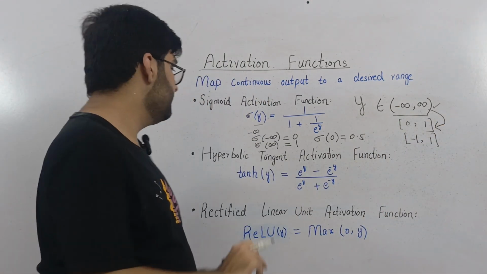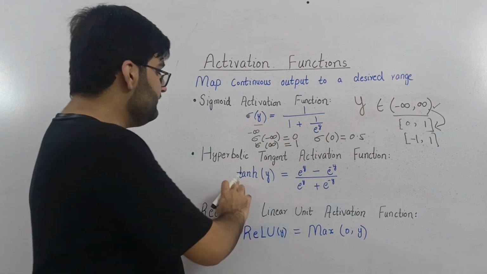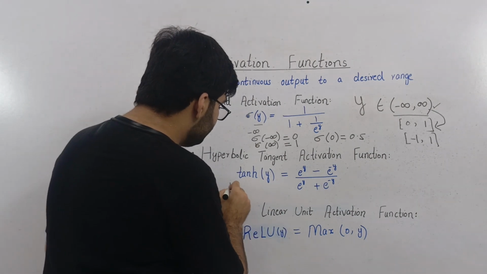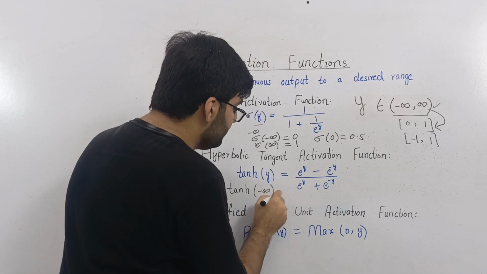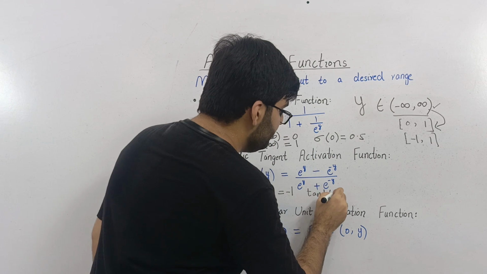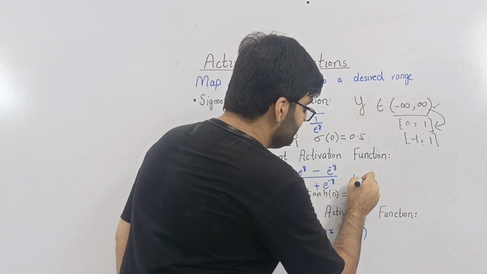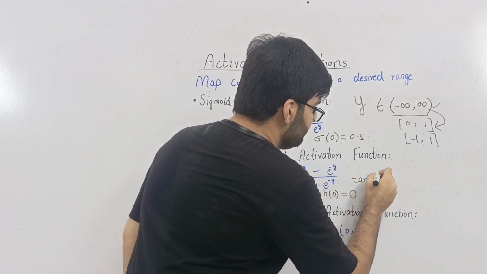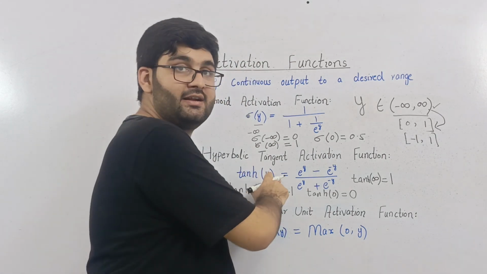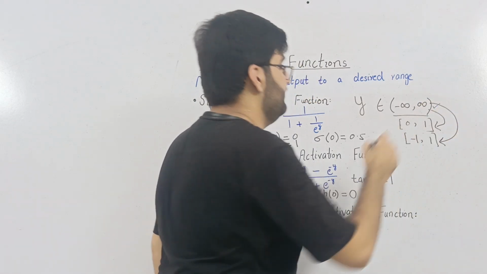Another commonly used activation function is the hyperbolic tangent activation function. This is the equation of the hyperbolic tangent activation function. If we put in here negative infinity, we get a minus 1. If we put here a 0, we get a 0. If we put in here positive infinity, we get a 1. So the hyperbolic tangent activation function will map this interval into this interval.